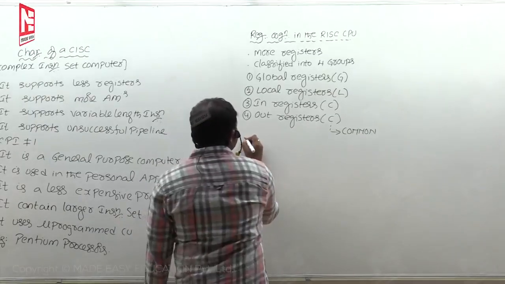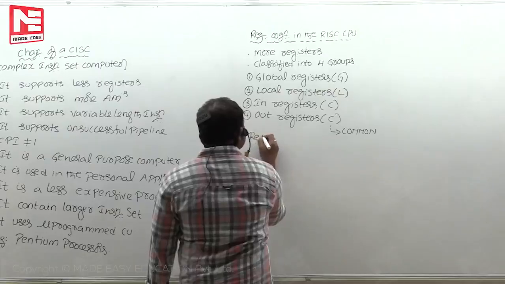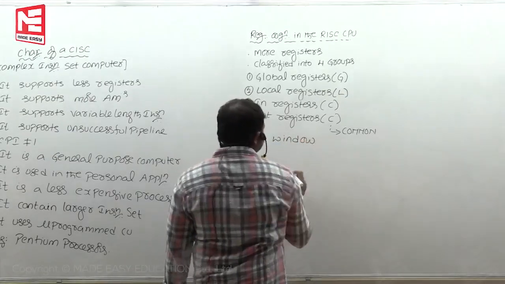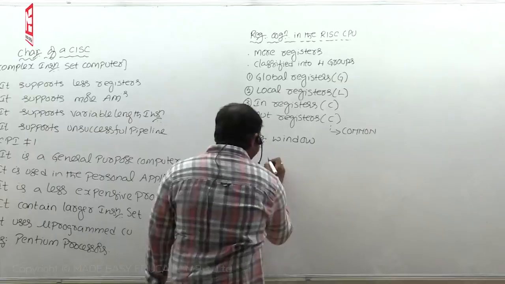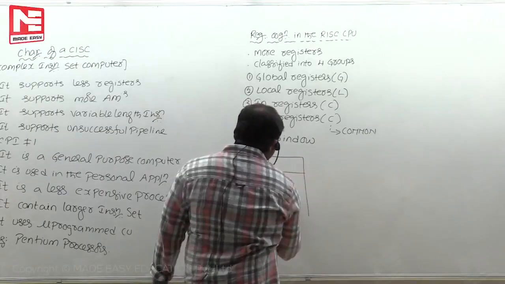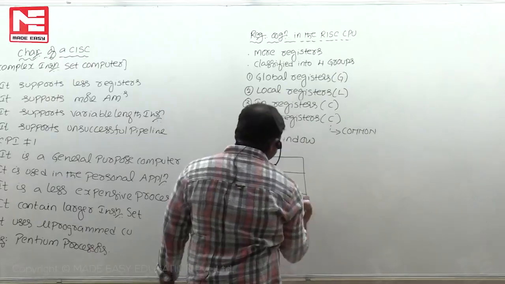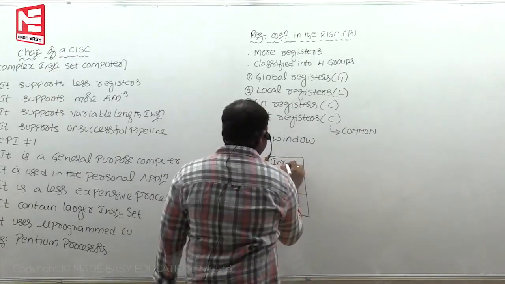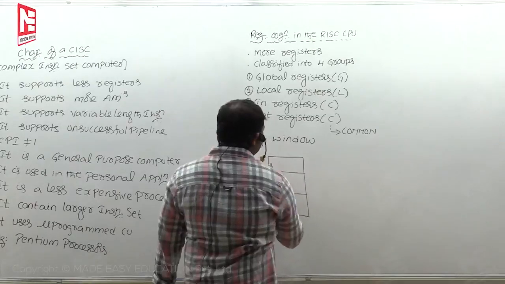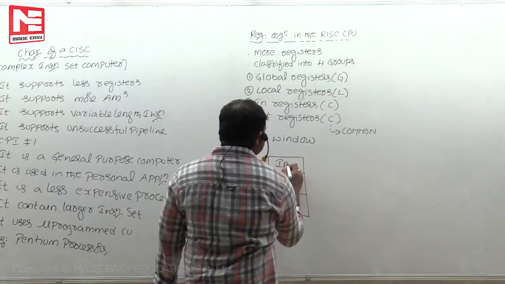Next point, in the RISC CPU, a register window is formed. A register window is formed by grouping the local, in and out registers.